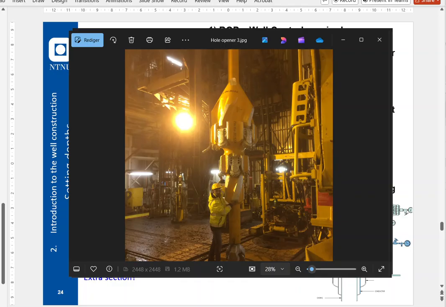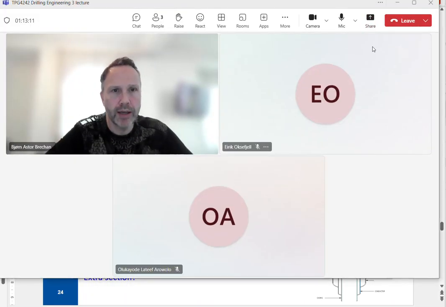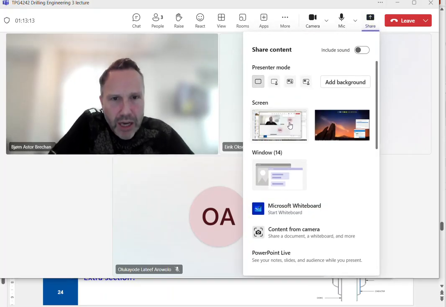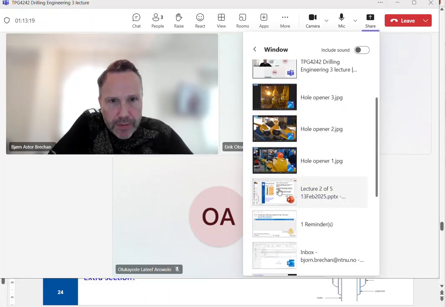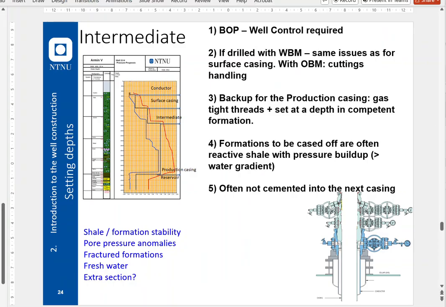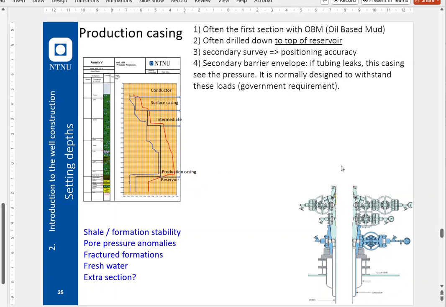Yeah, we'll see more later on about this. Let me see now. We'll go to this one again. We'll quickly finish here what would be the important parts. The intermediate casing, we discovered it.